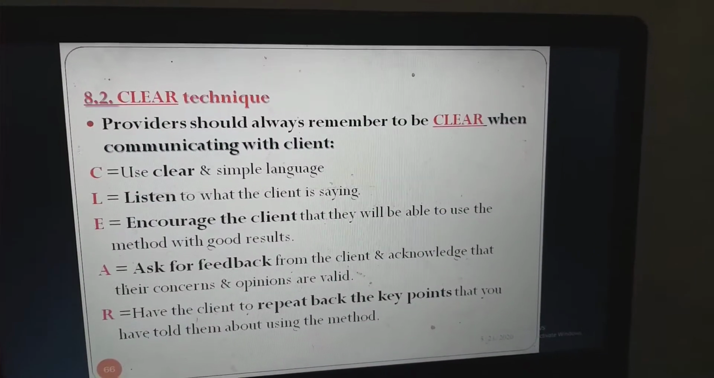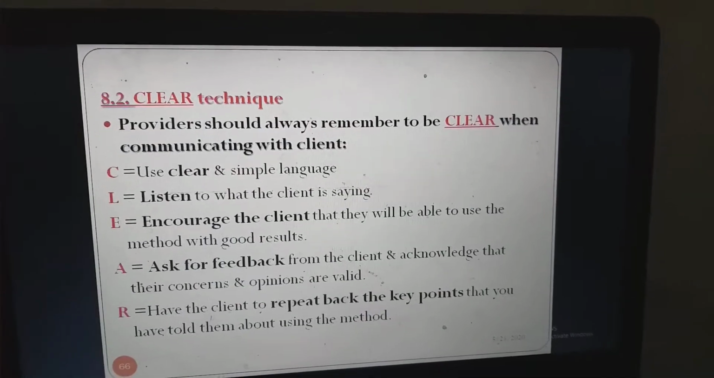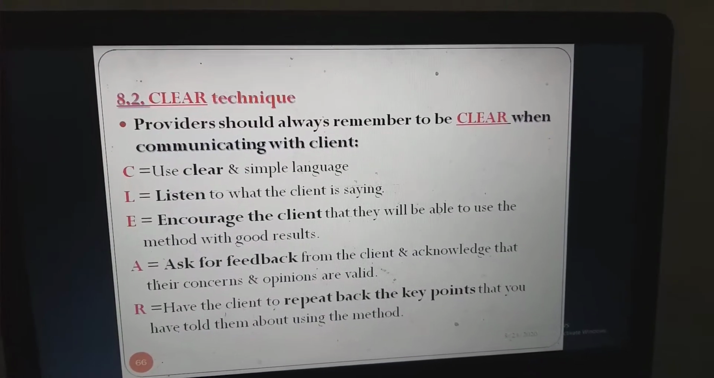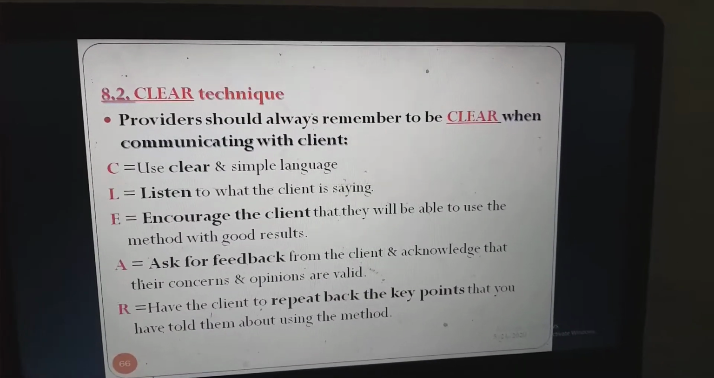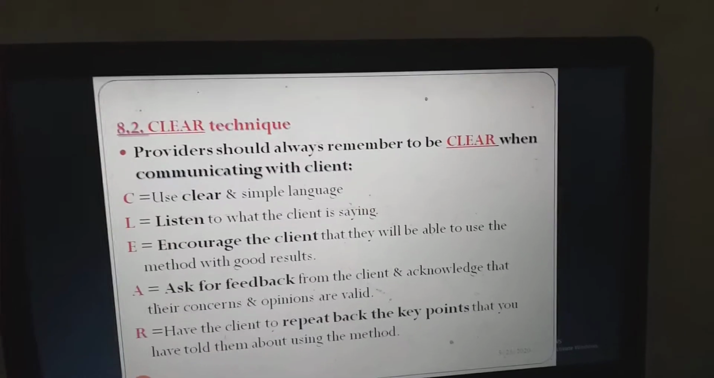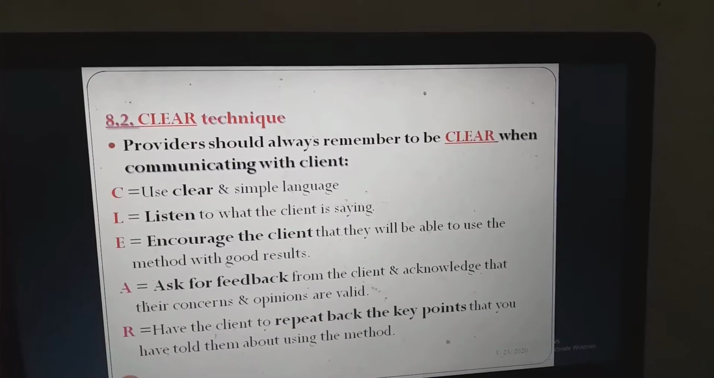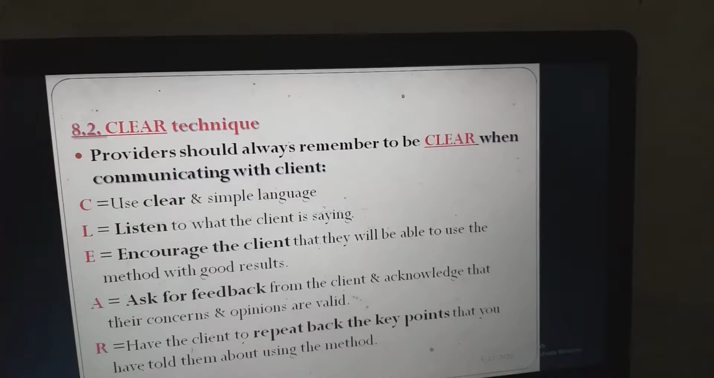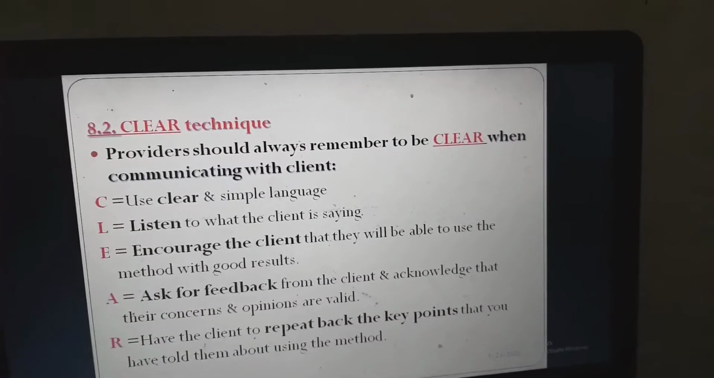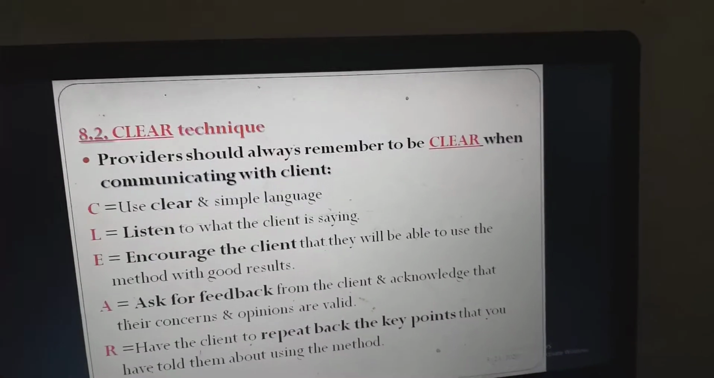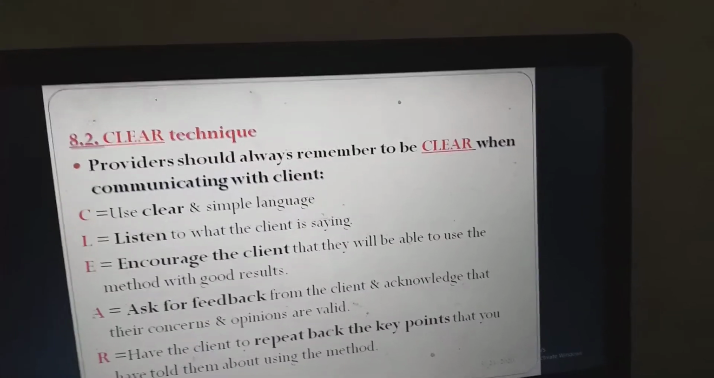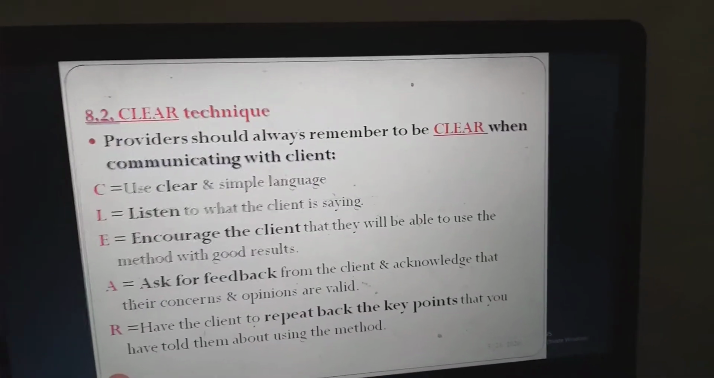A, ask for feedback from the client and acknowledge that their concerns and opinions are valid. Just ask them, how is it? Say this after the discussion. You should ask them, and what the client informs you is very good. So say that, "Oh, you are telling me very good, very important issues." Say it like that, so that you are encouraging them.